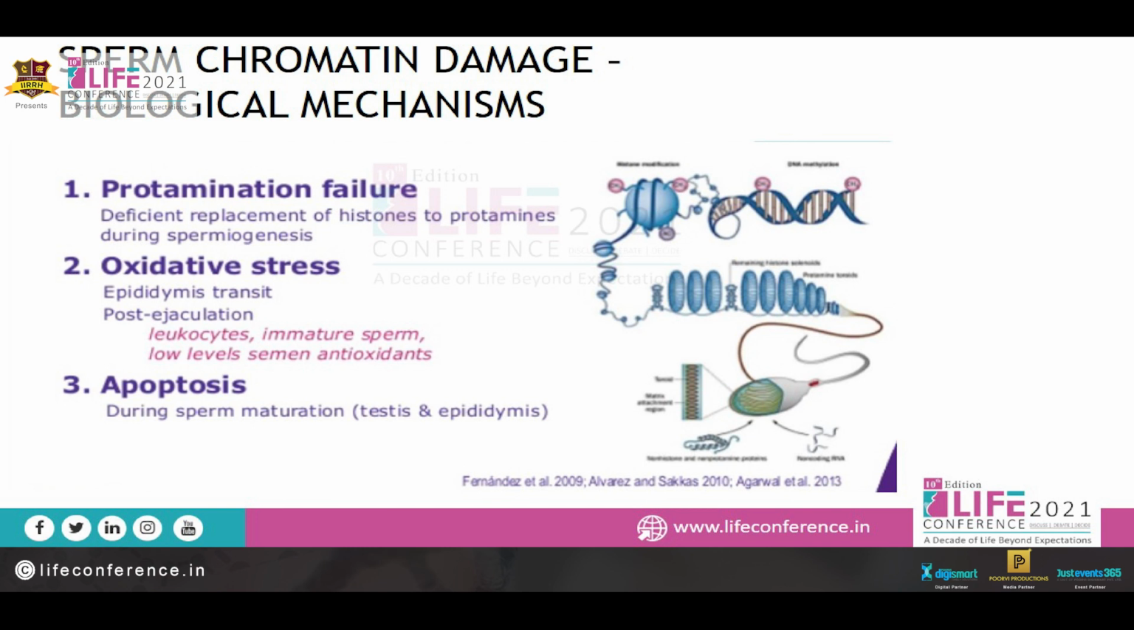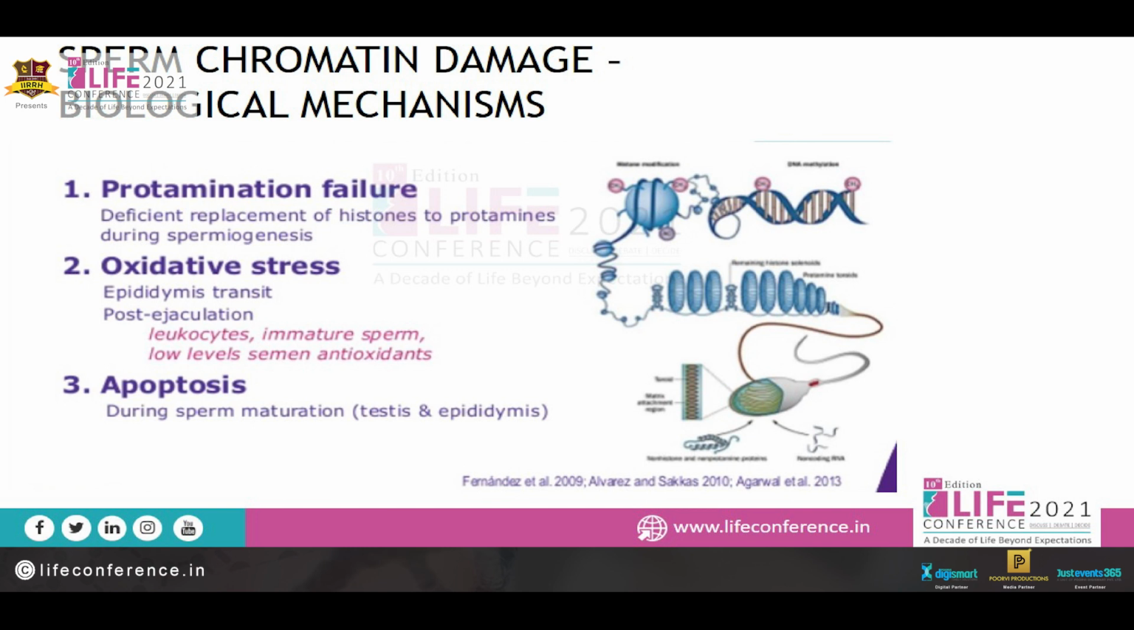The protamination failure, that is deficient replacement of histones to protamines during spermiogenesis, oxidative stress, epididymal transport and post ejaculation, where in a semen analysis you see a lot of leukocytes or immature sperm, low levels of semen antioxidants. The third is apoptosis, which is cell death or programmed cell death during sperm maturation, in the testes and the epididymis, and things can go wrong.